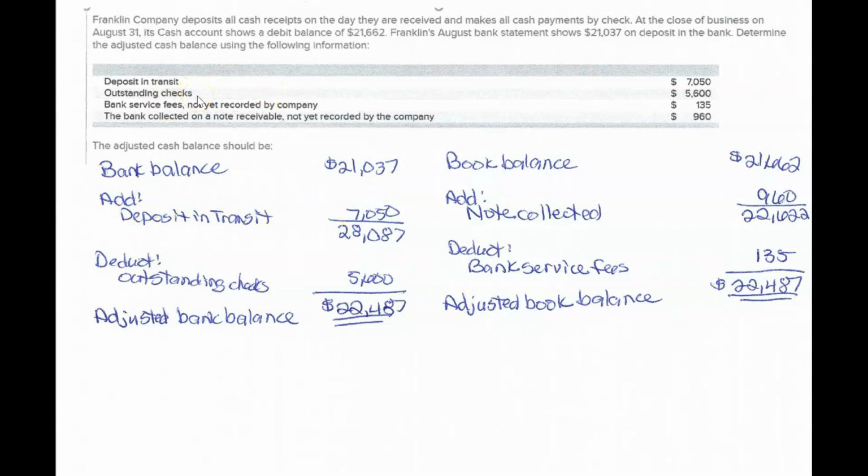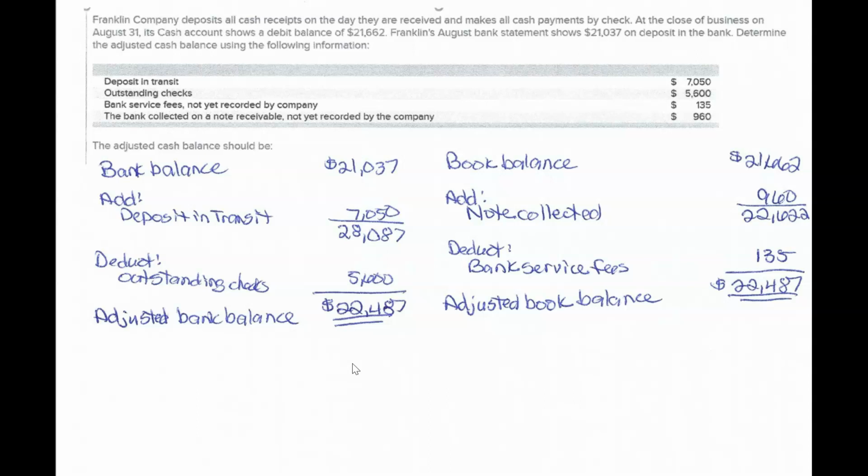Outstanding checks are checks that we have written, but the people we wrote them to have not cashed them yet. And since they have not cashed them yet, the bank does not know about them yet. So we need to subtract the outstanding checks from the bank side. Then after we do that, we get an adjusted bank balance of $22,487.